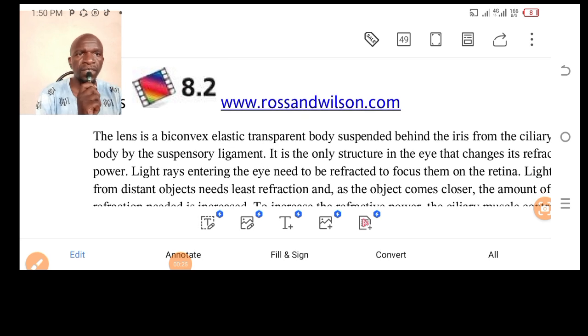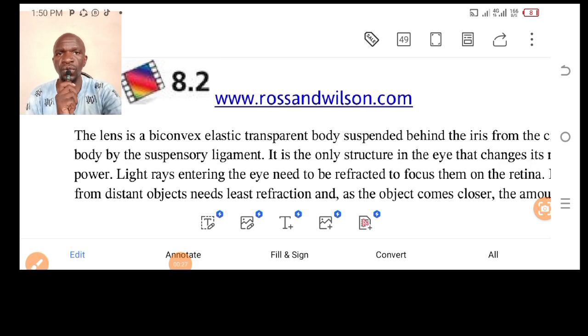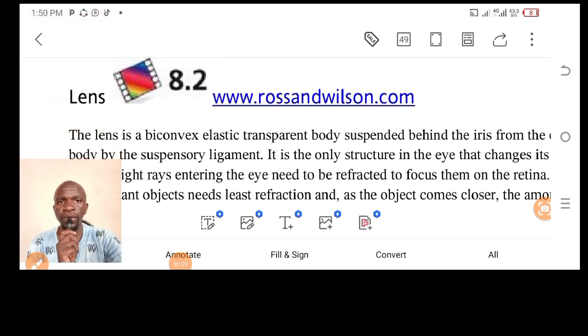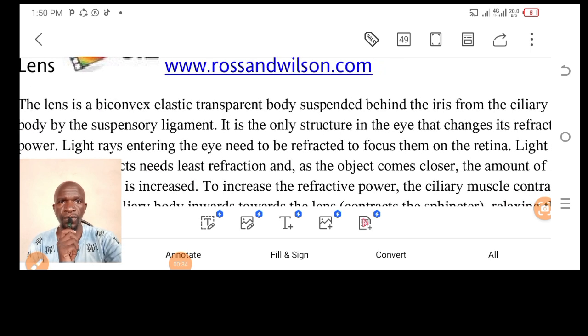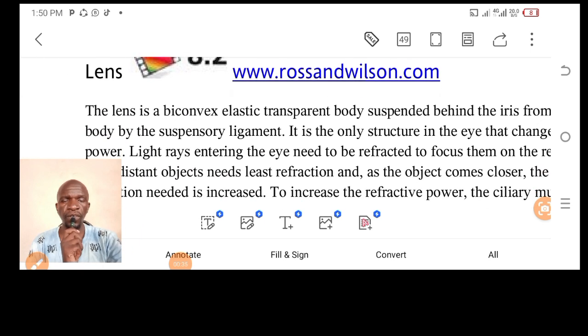It's also very important to draw the lens, so that in case you fail to fully describe it, if you can draw and label the lens, it will also help you. When they are marking and find out that at least you tried to draw and clearly labeled some of the structures, it also helps you. Anyway, it is very simple to describe the lens.